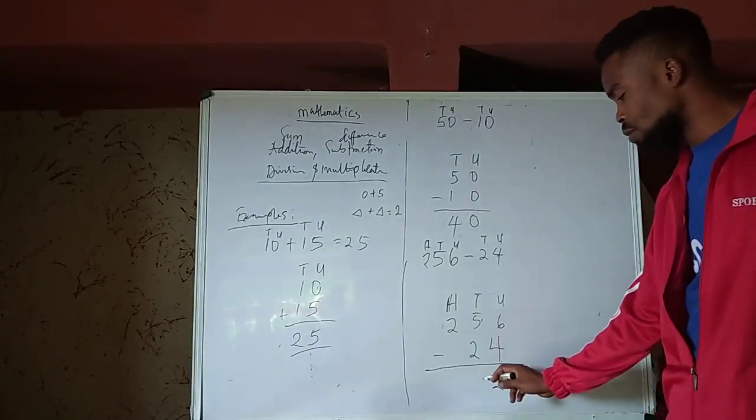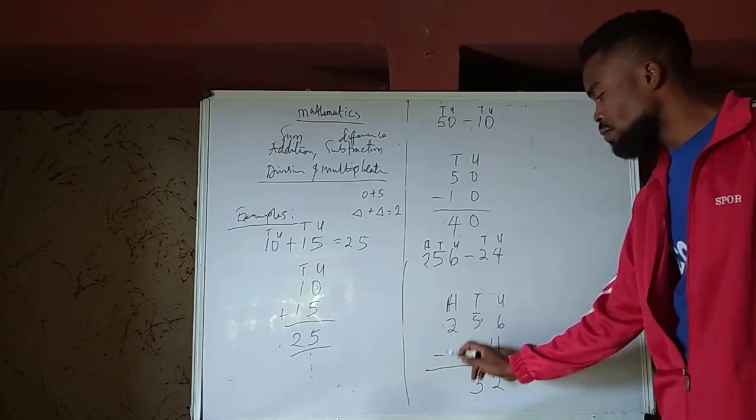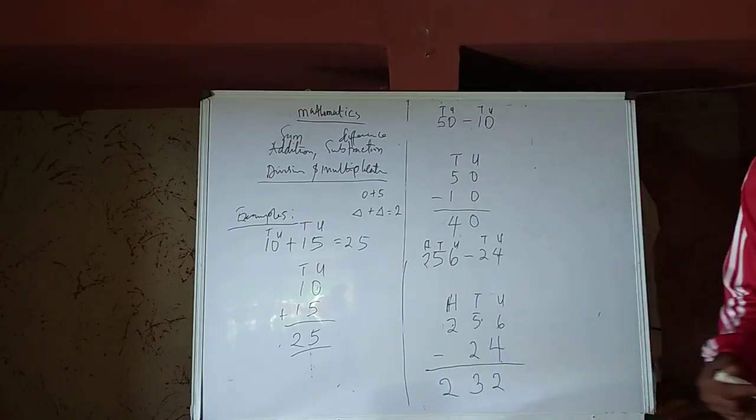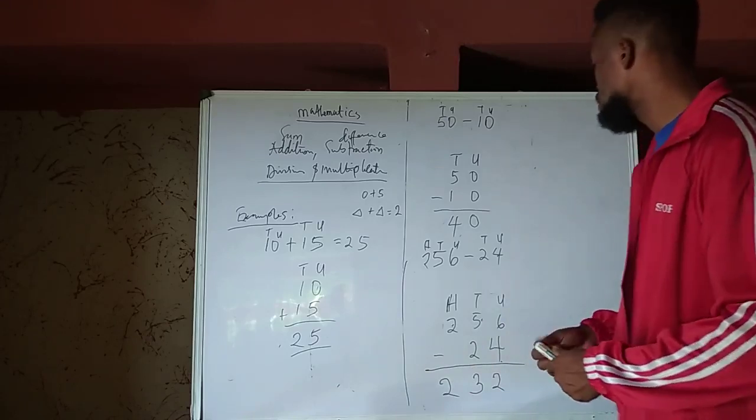5 minus 2 will give us 3. 2 minus what? Nothing is there. It's going to be 2. So you see that it's that simple.